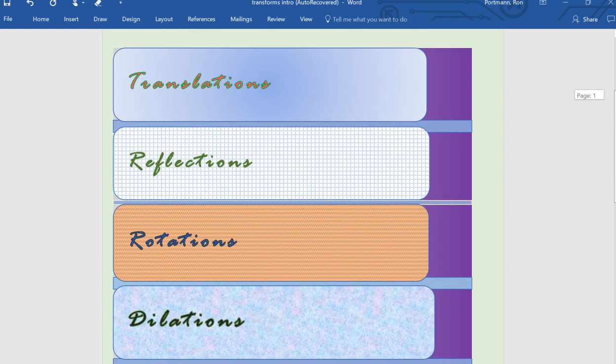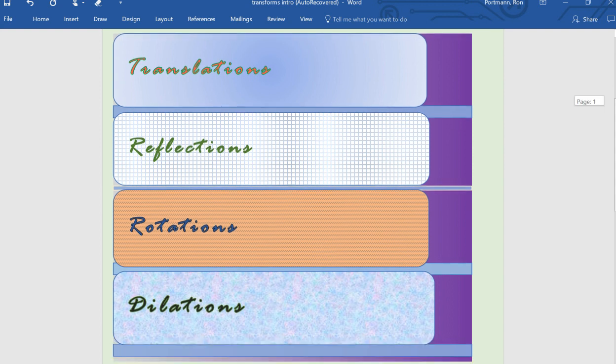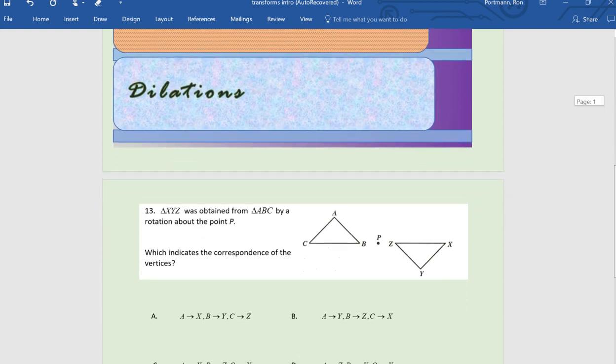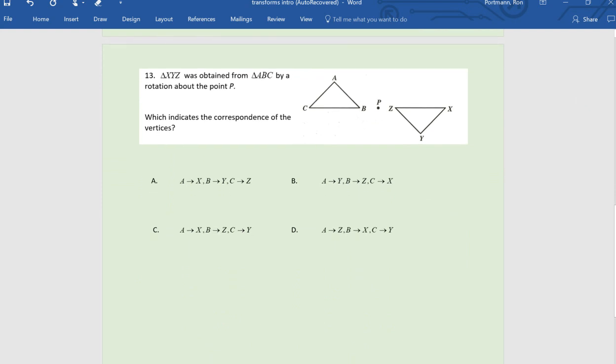The first transformation that we're going to look at is translations. Then we go on to reflections. And then after that, we're going to look at rotations and dilations. We're going to look at how those change in the coordinate plane and how they change shapes and points and figures and that sort of stuff.